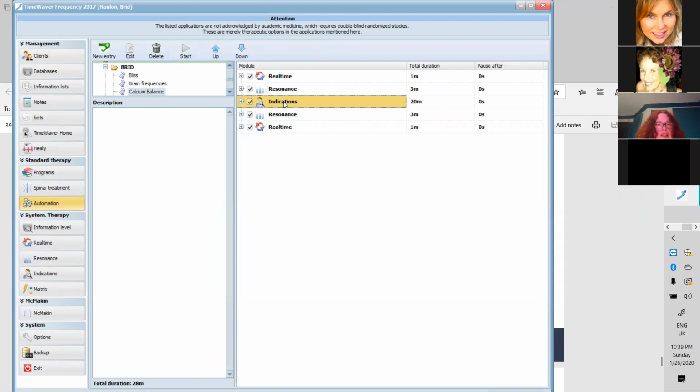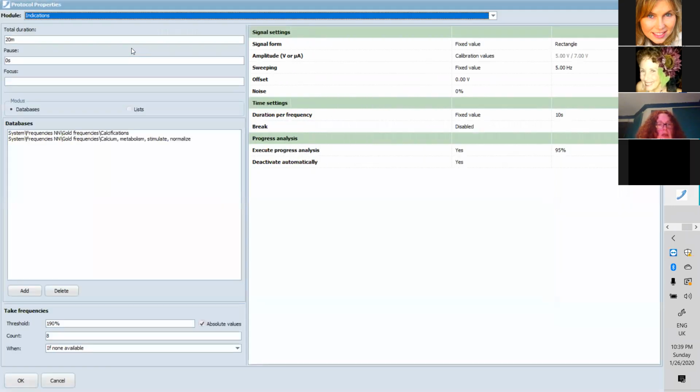And in the indications section, what I did was include frequencies from the gold frequencies section of Nunanina for calcifications and for calcium metabolism, to normalize calcium metabolism. And I asked for the analysis to find the 8 most relevant frequencies for her every time she uses it, and give her those for a total of 20 minutes or less, if necessary.